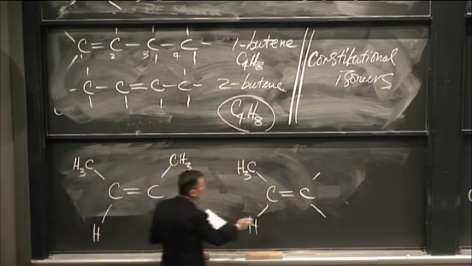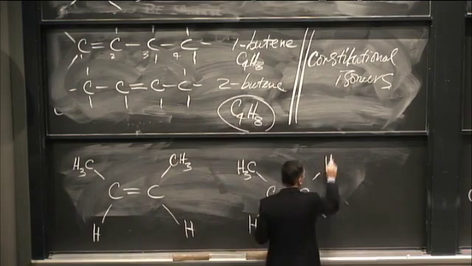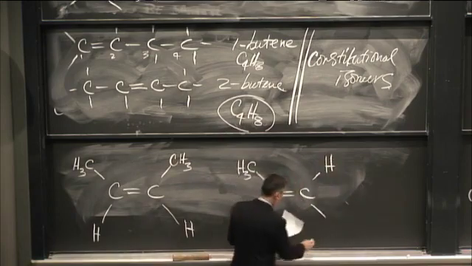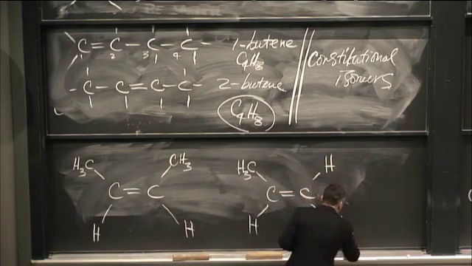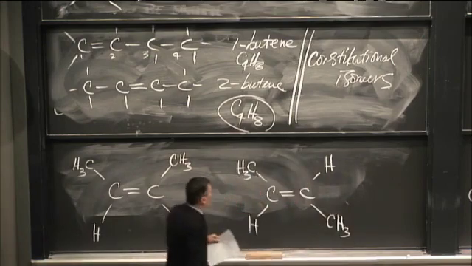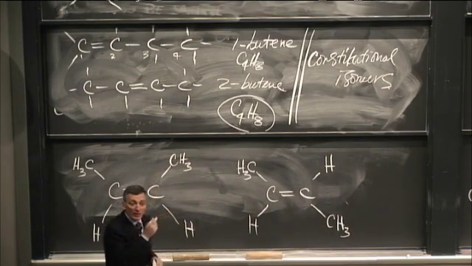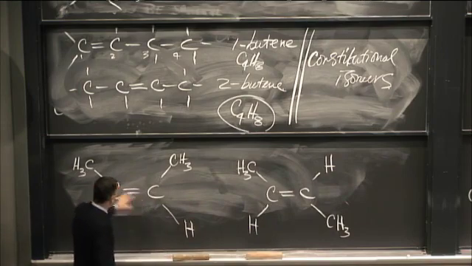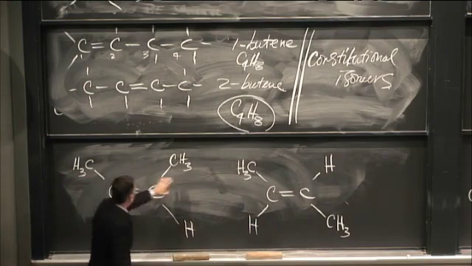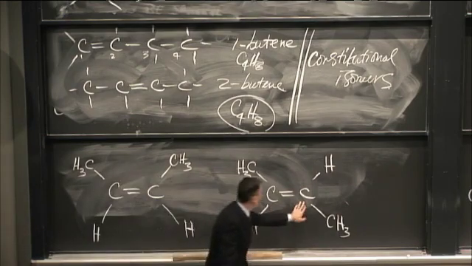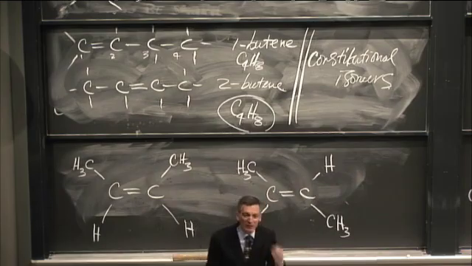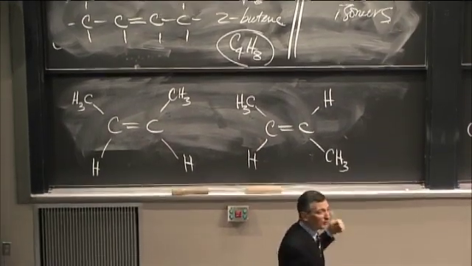But now, just for grins and chuckles, I'm going to put the hydrogen in the upper position and the methyl in the lower position. Now, these are not constitutional isomers. They have the same constitution, right? Carbon-carbon double bond, 2 methyl groups, 2 hydrogens. Carbon-carbon double bond, 2 methyl groups, 2 hydrogens. So they're constitutionally identical, yet these have very different properties.